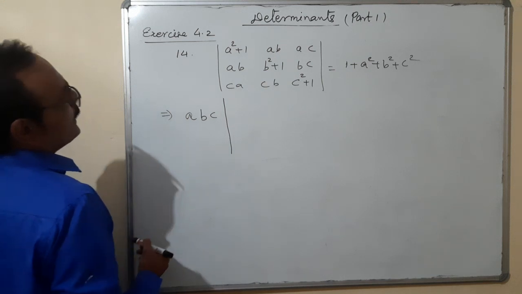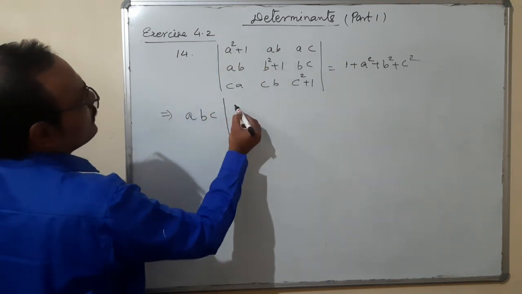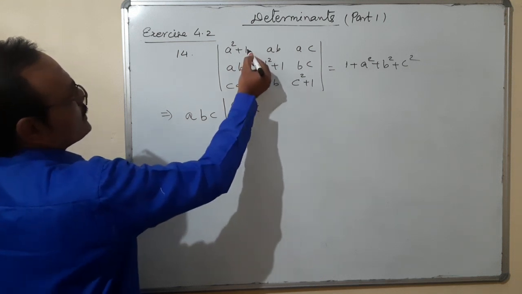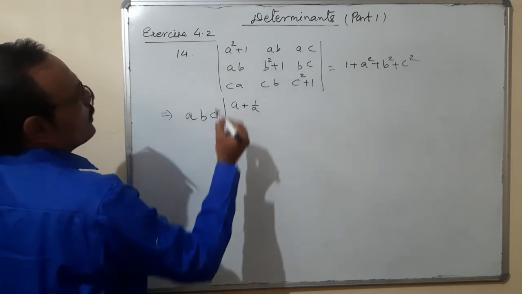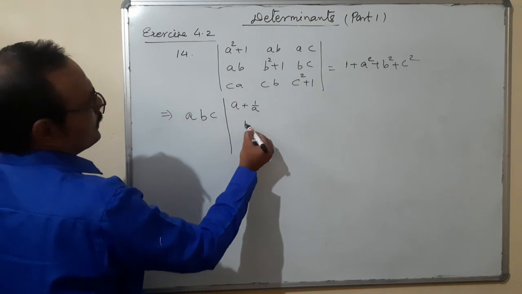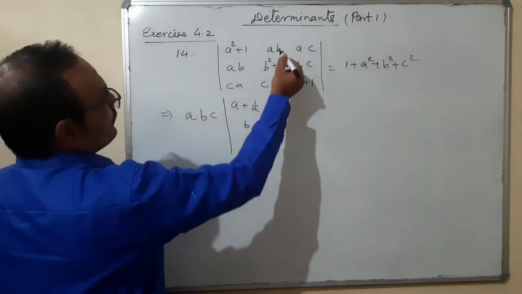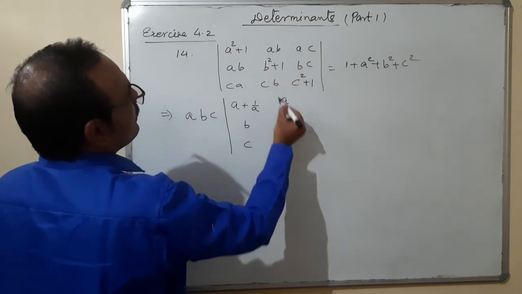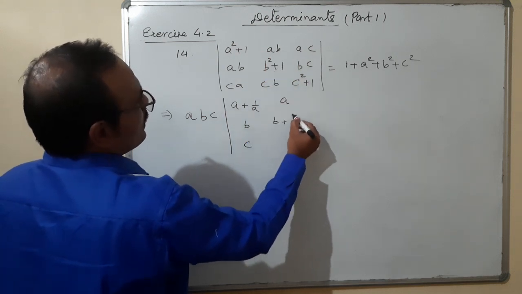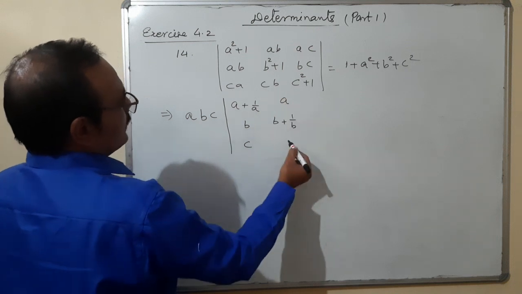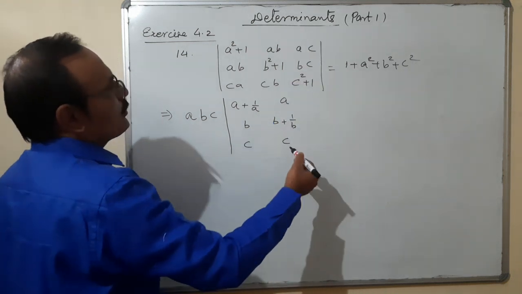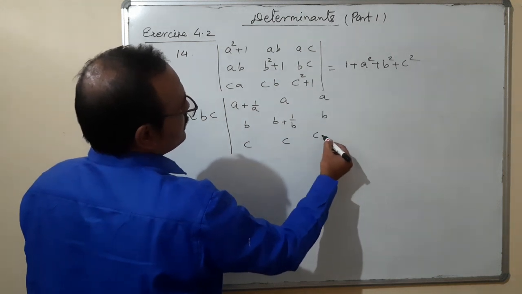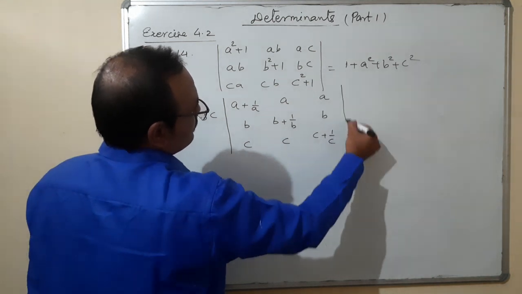If I take A common from here, what is left? A plus 1 upon A, and then B and C. From here I have taken B common, so it is A, B plus 1 upon B, and C. From here C common, so A, B and C plus 1 upon C.